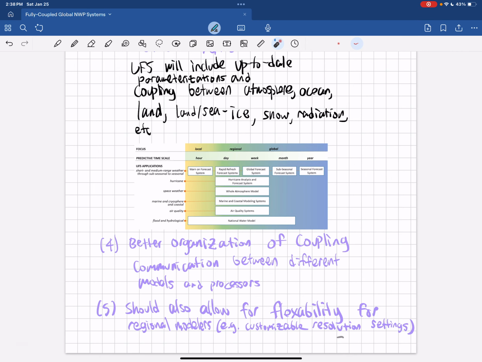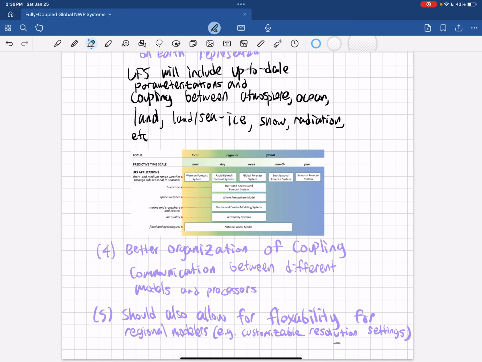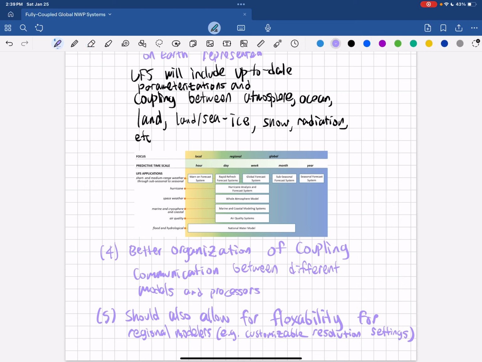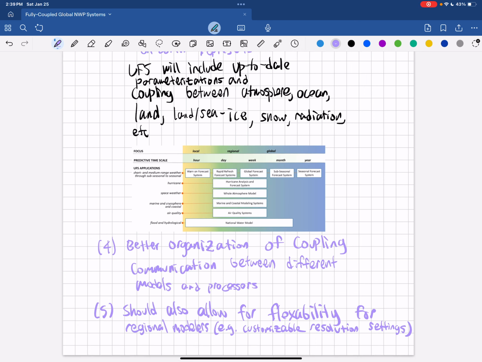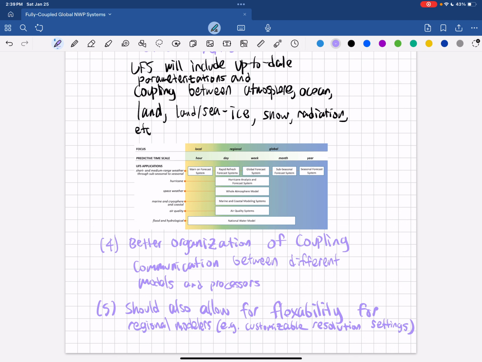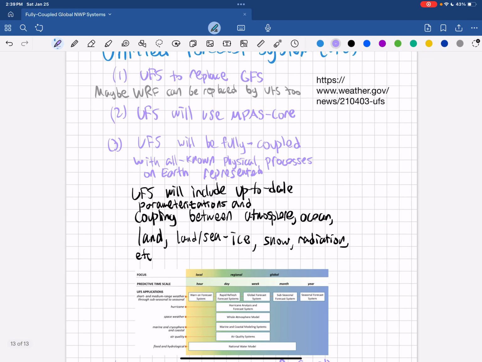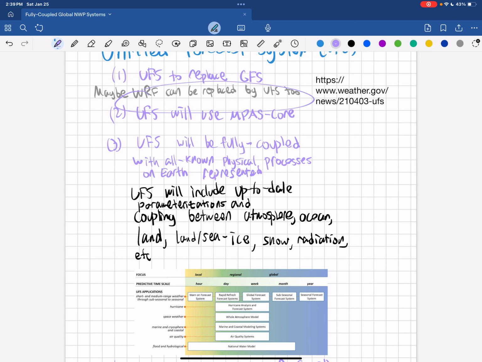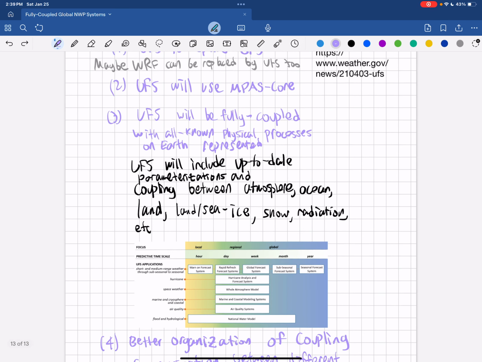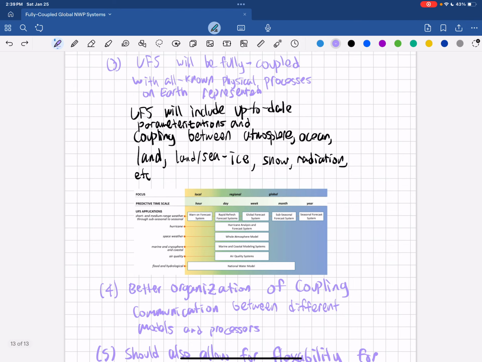And it also, I believe, should allow for flexibility for regional modelers, such as customizable resolution settings. So if I want to run it at a different resolution, I can interpolate the input data to that resolution, and then I can keep running it. And that's what I was talking about earlier. Maybe WRF can be replaced by UFS.